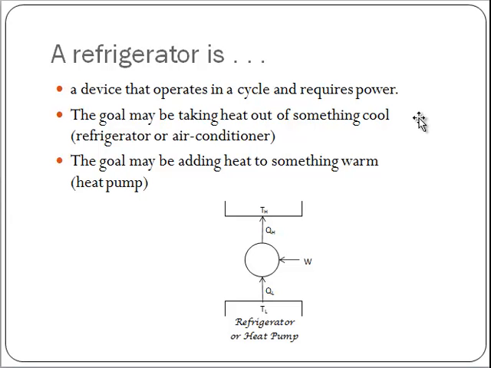Now we have two choices of goals. One may be that my goal is to take heat out of something that's essentially already cool. That's what a refrigerator or an air conditioner does. If I'm air conditioning on a hot day, I'm taking heat out of my house that's cool and putting it into the outside that is significantly warmer. Similarly, my refrigerator takes heat out of that cold space where my food is and puts it into the room that is warmer.